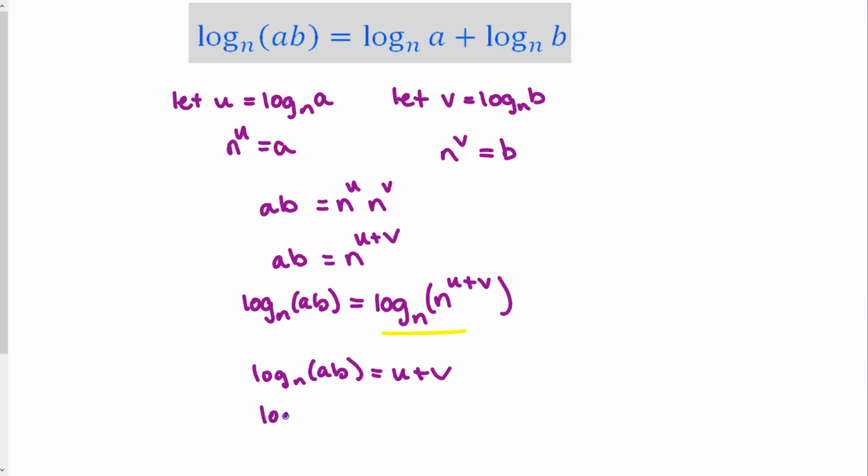So let's substitute back in for u and for v. Remember, u is log base n of a and v is log base n of b. So we have log base n of a times b equals log base n of a plus log base n of b. Okay, so that's what we were hoping to prove.